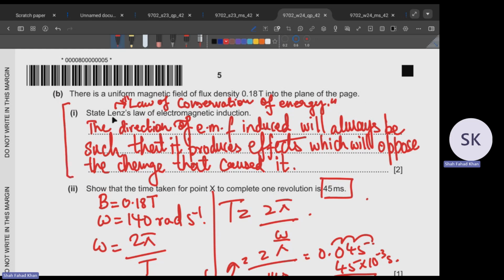Okay, they're asking us about Lenz's law. Lenz's law is a modified form of the law of conservation of energy that tells us about the direction of the induced EMF. The direction of the induced EMF will always be such that it produces effects which oppose the change that caused this induction. Meaning the direction will always produce effects that oppose the cause responsible for the induction of EMF.